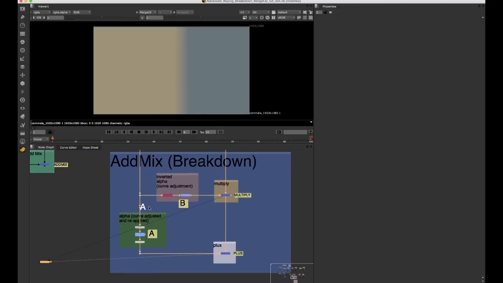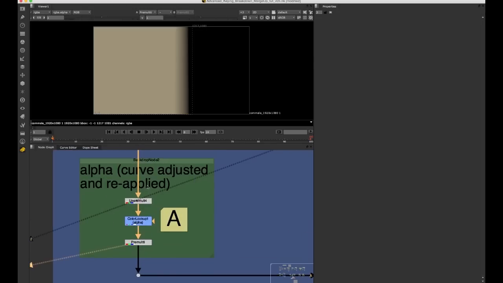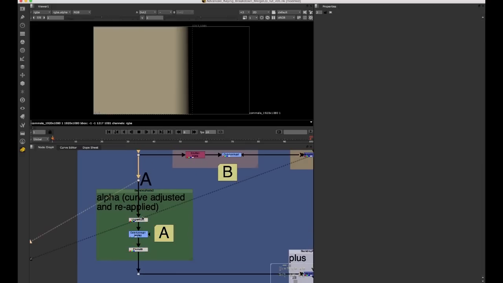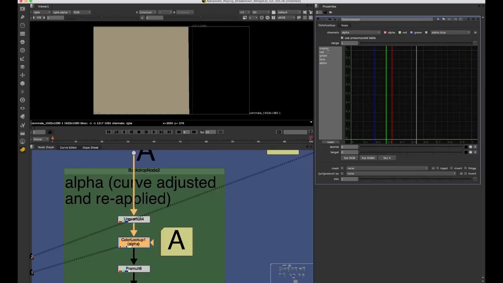So I'll follow the A input first. Unlike before, where the A curve did not get adjusted, we have a solution for that right here. The first thing it does is separate the transparency alpha from the RGB by unpremulting. That gives us the normal RGB and the alpha. Then it uses a color lookup node, which is pretty much the same thing as curves in Photoshop. It's just mapping 0 to 1. And so you can consider this a transition point from white to black in your alpha.